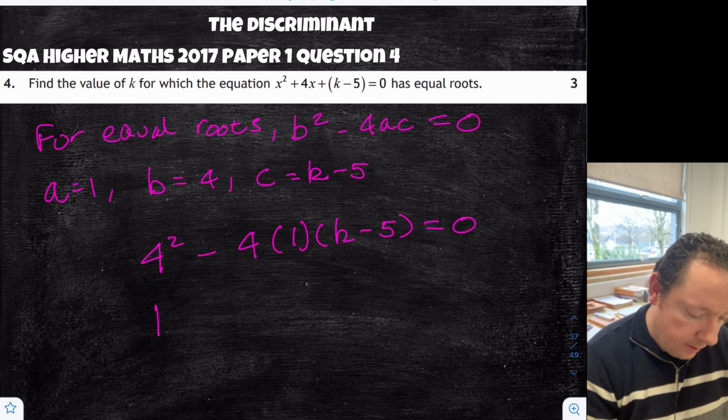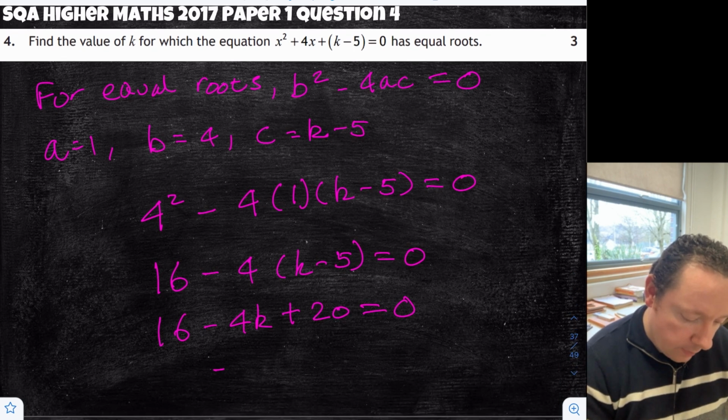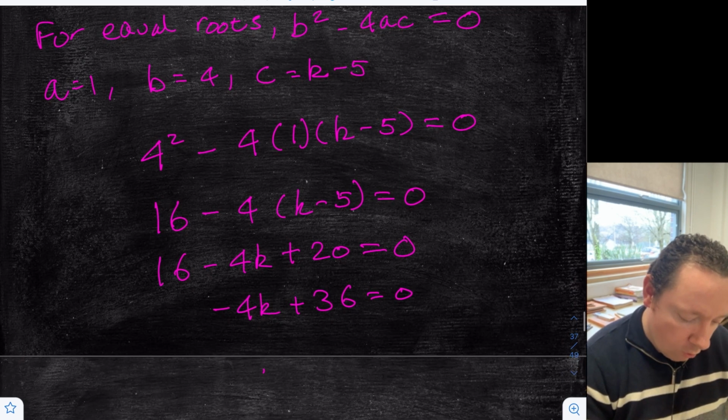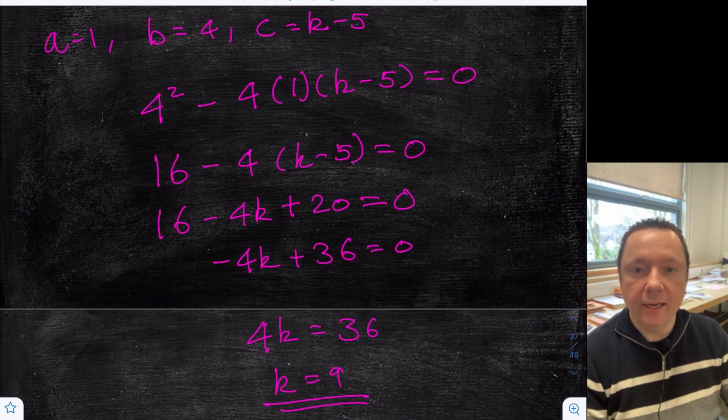So that's 16 minus 4 times k minus 5. So that's 16 minus 4k plus 20. Minus times a minus is a plus. 16 plus 20, so we get minus 4k plus 36 equals 0. Taking the 4k over, we get 4k is 36, and therefore k equals 9, because 4 times 9 is 36.